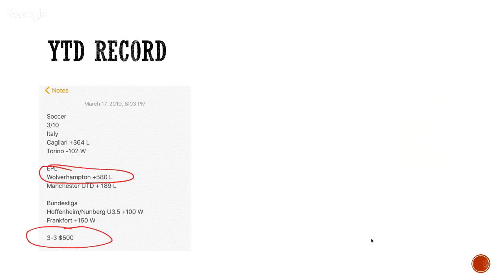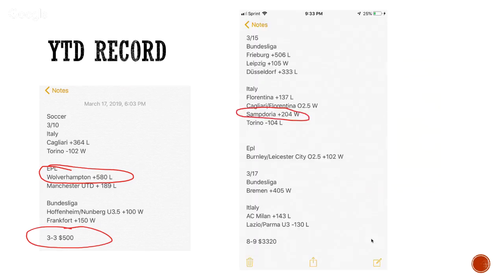And then this week we had a lot of success here. We hit a big dog there at plus 204. And then the game that I mentioned, using the example, Bremen, we hit them at plus 405. And we actually finished year to date now 8-9, and a $1,000 player would be up $3,320, or a $100 player would be up $332, even though we have a losing record of 8-9.